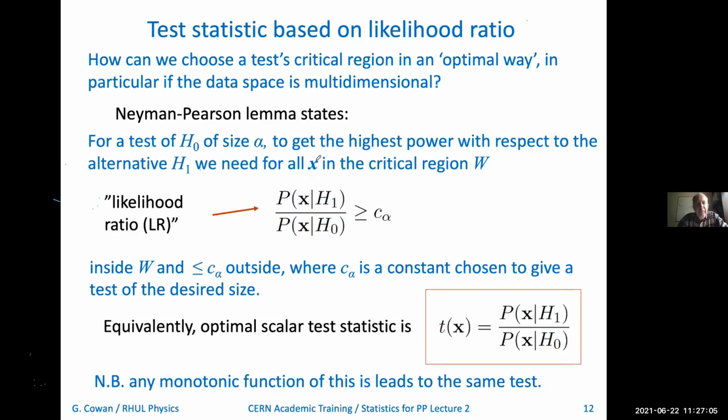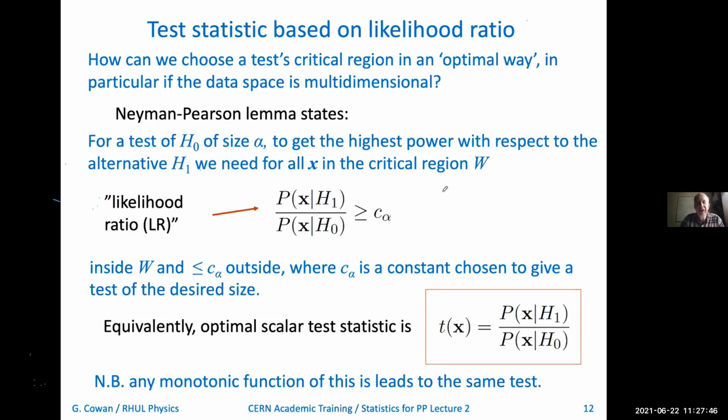For every data point, for every X point inside the critical region, this inequality should hold: the probability of x given H1 divided by the probability of x given H0 should be greater than or equal to a specified constant everywhere inside the critical region, and it should be less than that constant everywhere outside. And then it's equal to that constant on the boundary. And the value of the constant itself that I've called C alpha is chosen to give a test of the desired size. All right, so that's why I've put the subscript alpha there.